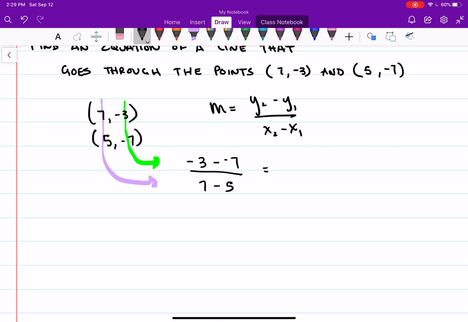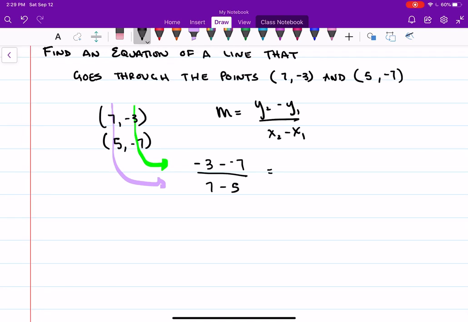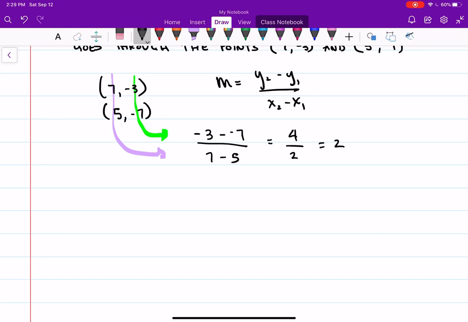All right, so if it's -3 minus -7, what do I have? I'll have a 4 over 2, which gives me 2. All right, so let's say I flip it the other way. Let's say that I decide I'm going to put this up here instead.